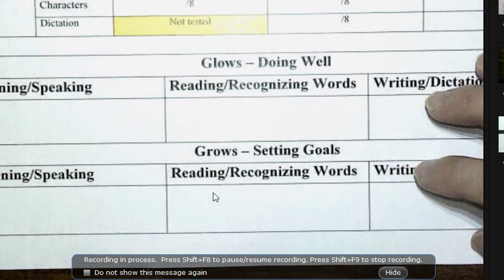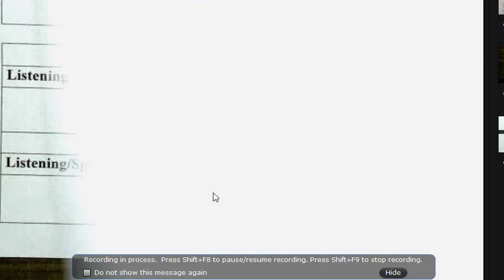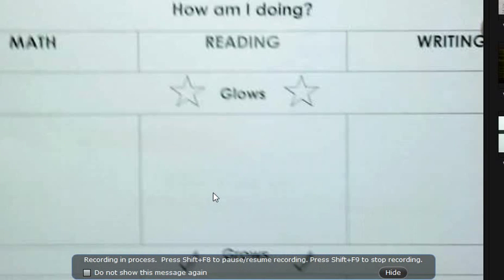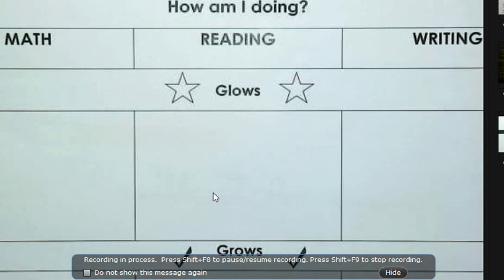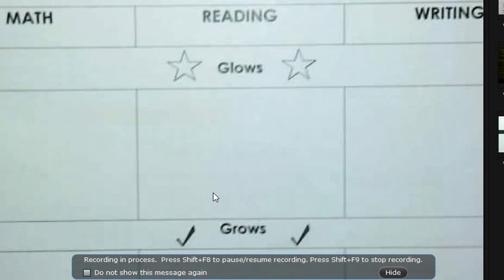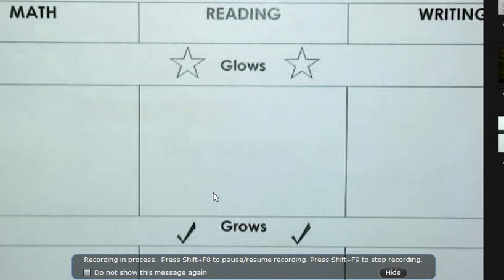So look forward to seeing all of you at conference time. Also, sorry, there was another page to this. With their English, their reading and writing, we'll set goals and look at where their strength lies. So you'll see that as well.